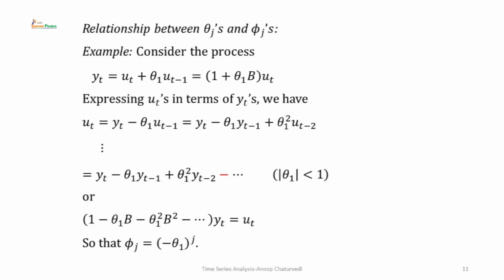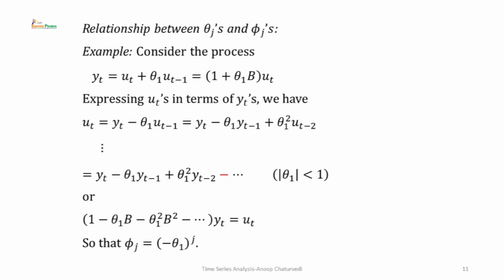Then you can write u t minus 1 equal to y t minus 1 minus theta 1 u t minus 2. So, what you get? y t minus theta 1 y t minus 1 minus theta 1 square u t minus 2. And then we proceed further. At last you get y t minus theta 1 y t minus 1 minus theta 1 square y t minus 2 plus so on.